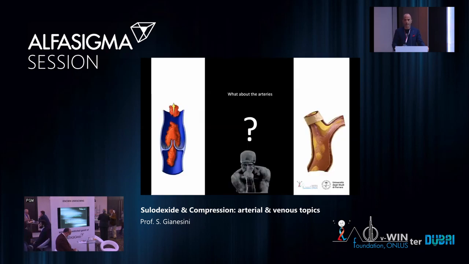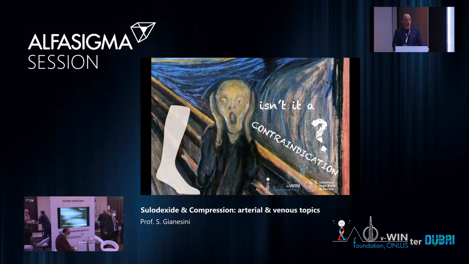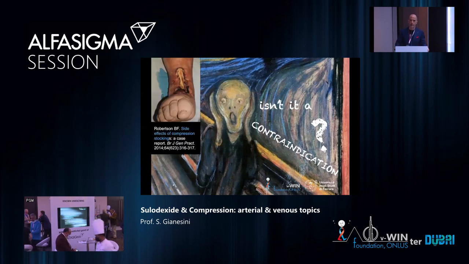But what about arteries, since we're talking about veins and arteries in these topics? Well, we have data showing clearly how we can improve the walking distance in peripheral arterial disease patients, and therefore also the quality of life, by the use of pseudodexide. At the same time, if we're talking about compression in arterial disease, isn't it a contraindication according to the general belief?